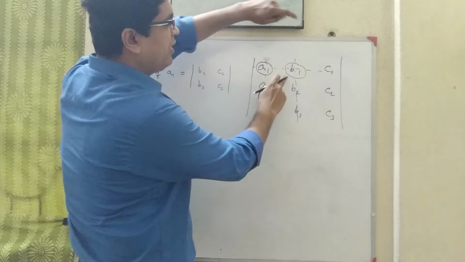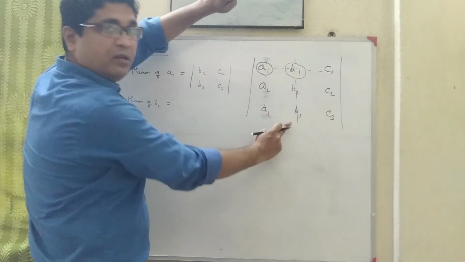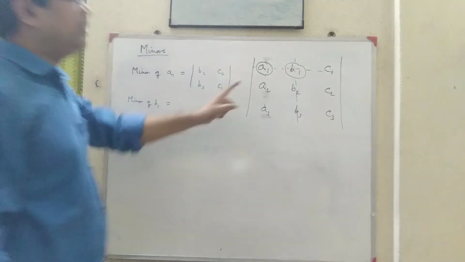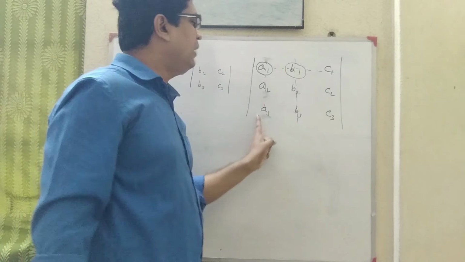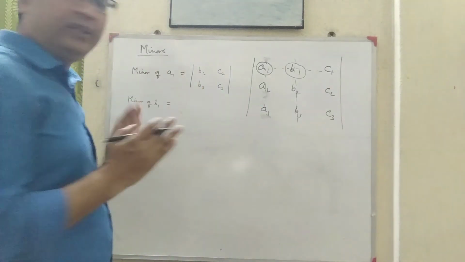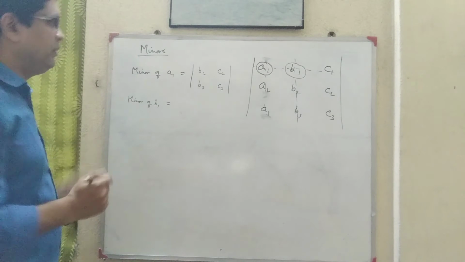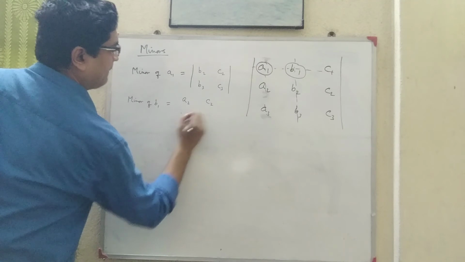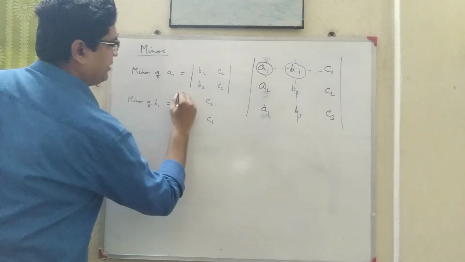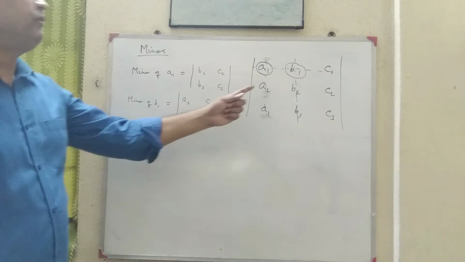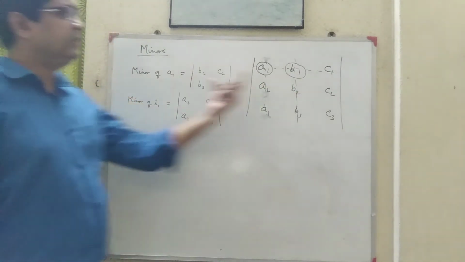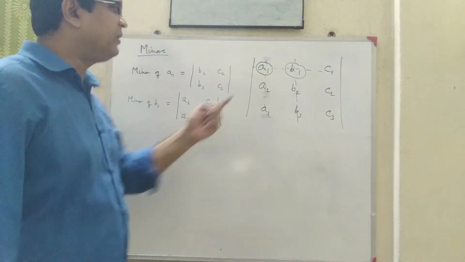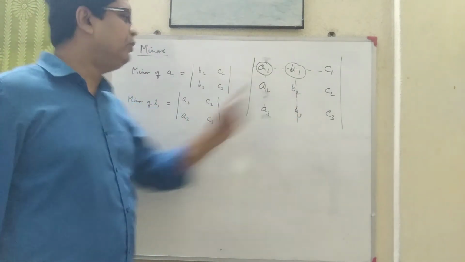So B1 lies in the first row and the second column, so you have to cover the first row and the second column up, and the remaining elements, that is A2, C2, A3, C3, in the determinant form will be the minor of B1. Similarly, we can find the minor of each element of this third order determinant. Suppose we want to find the minor of B2.